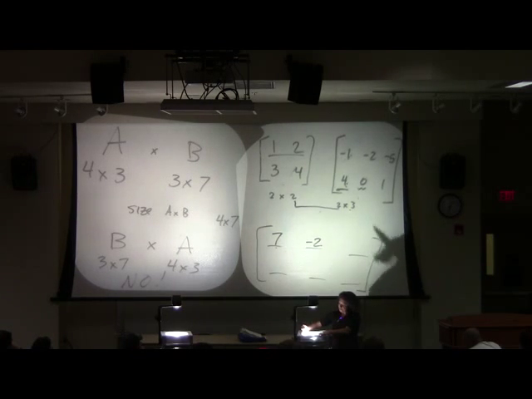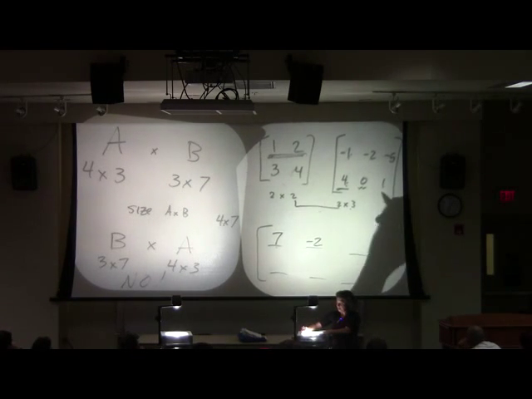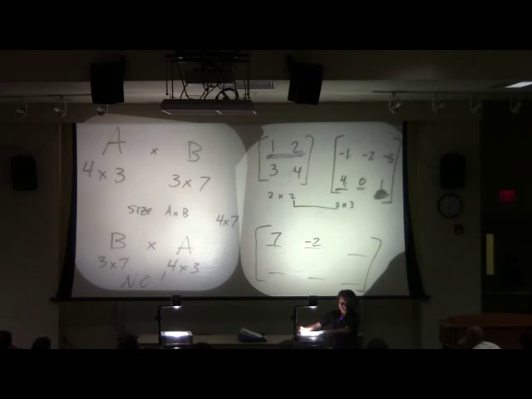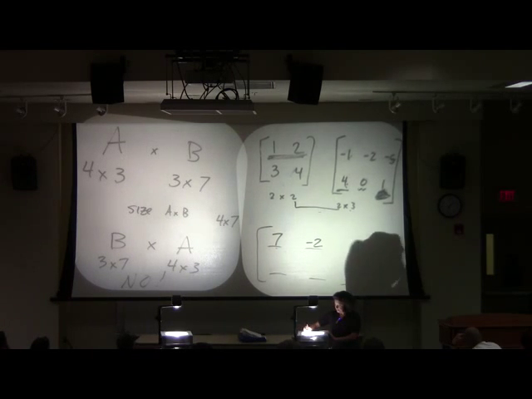This is first row, third column. So now I'm going to let my first row hang out with my third column. You multiply and add them together. 1 times -5 is -5. 2 times 1 is 2. What is -5 plus 2? -3.